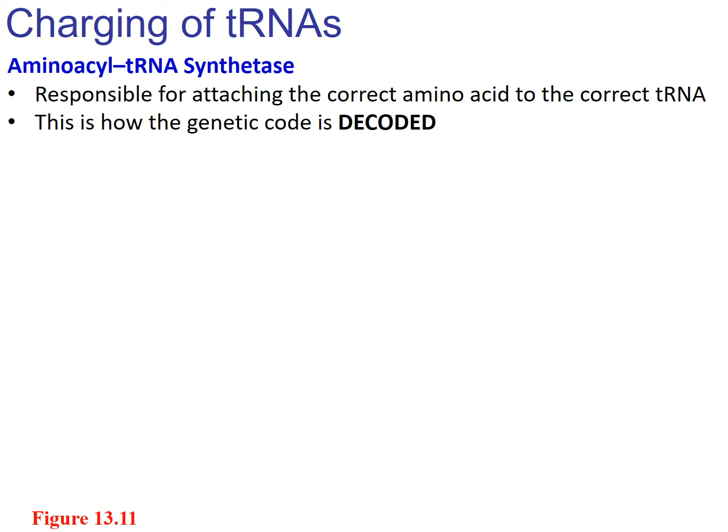Okay, so a big step in decoding. The transfer RNA is important for this, but the amino acid that gets put onto the transfer RNA is really what ends up decoding the message, the messenger RNA. If the wrong amino acid gets placed onto the transfer RNA, then the transfer RNA will recognize the particular codon, but it's going to stick in the wrong amino acid. So aminoacyl tRNA synthetase enzymes are responsible for attaching the correct amino acid to the correct tRNA. And this is really how the code is decoded.